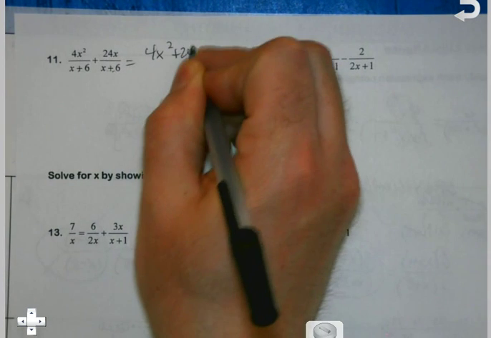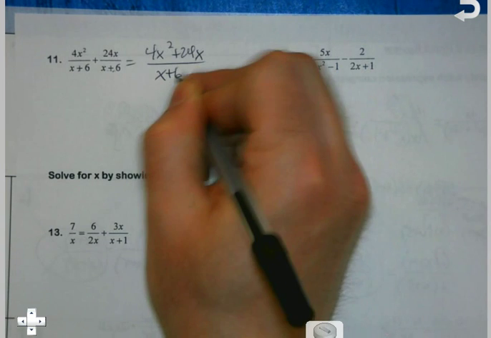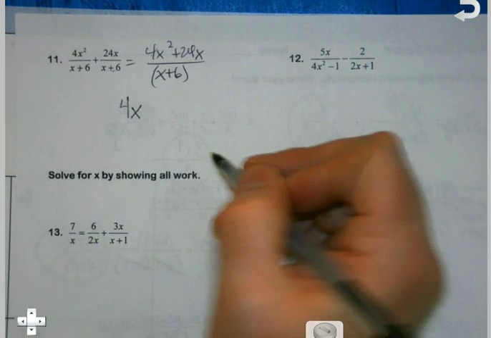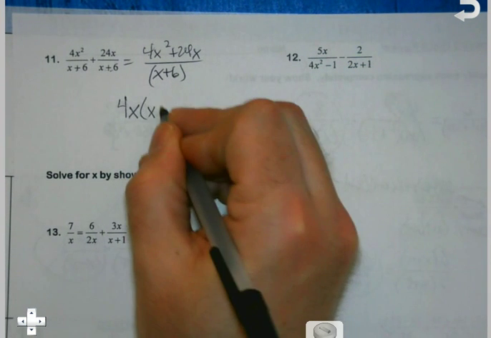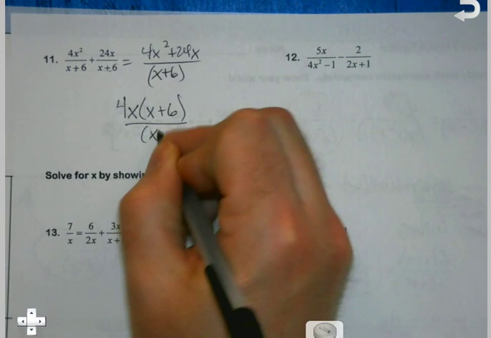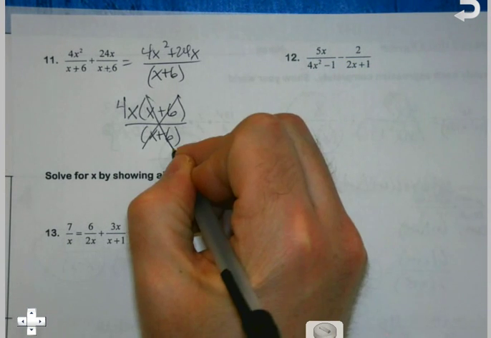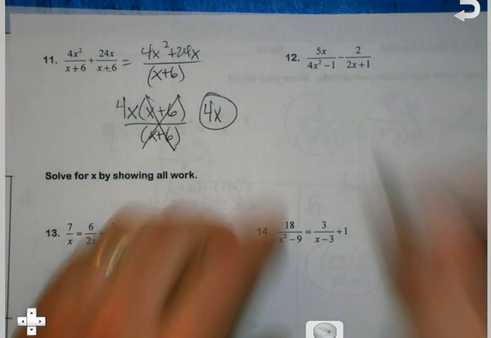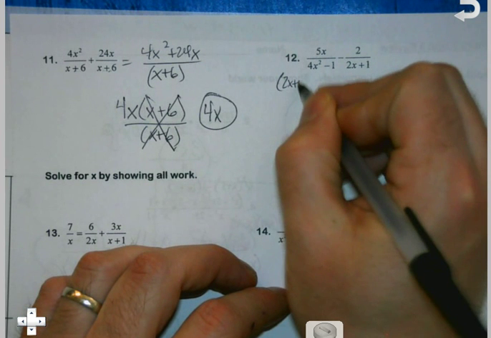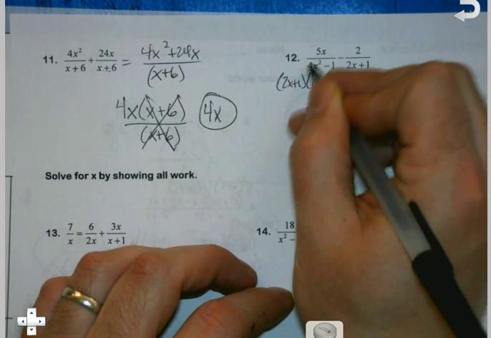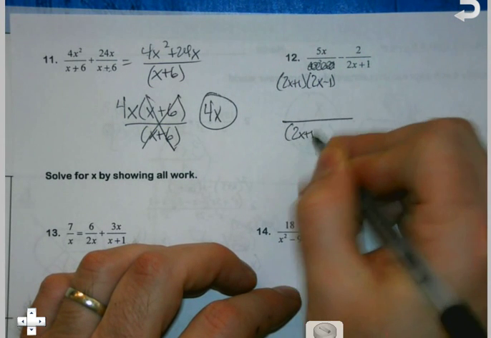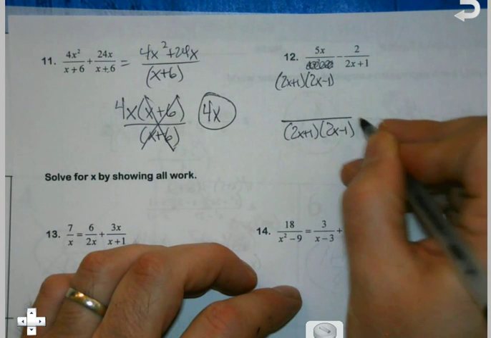Am I just going to let you combine those like terms and be done? Heck no. What do they have in common? 4. What do they have in common? X. X plus 6. What a coincidence. Not really. When you can factor, this stuff is easy. Difference of squares. Factor first. LCD, 2x plus 1, 2x minus 1.